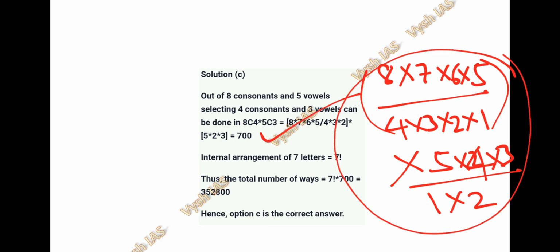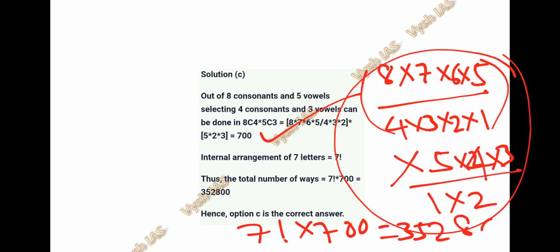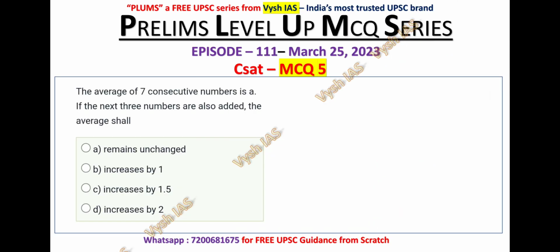And this value we have to multiply with 7 factorial. So 7 factorial into 700 is 352,800. This is the final answer for question number 4. Now let's solve MCQ number 5. The average of 7 consecutive numbers is A.